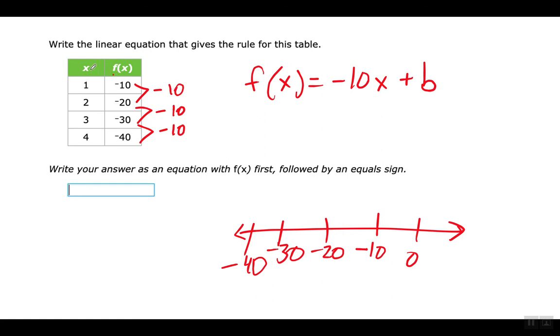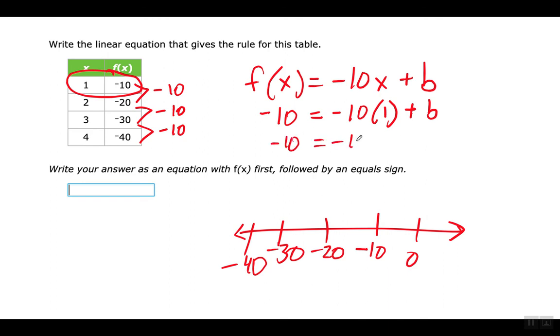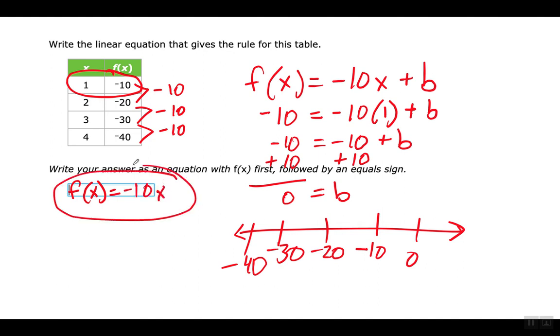All right, now let me substitute this ordered pair right here. I'm going to have negative 10 equals negative 10 times 1 plus b, which gives me negative 10 equals negative 10 plus b. So I'm going to add 10 to both sides, and that tells me that b equals 0. So my answer is f of x equals negative 10x.